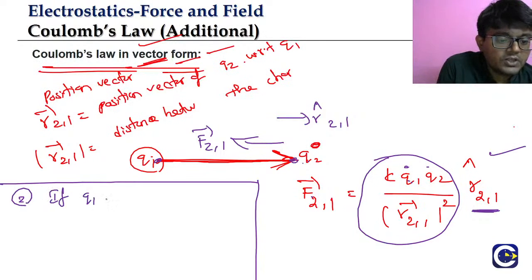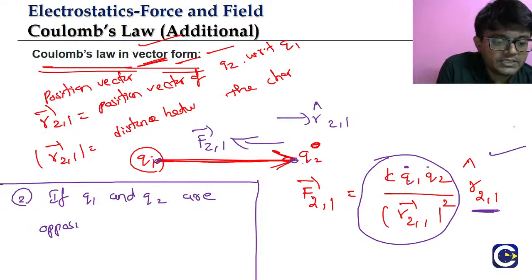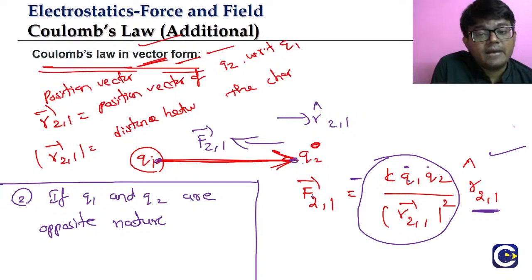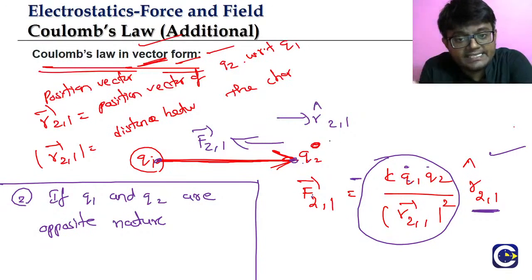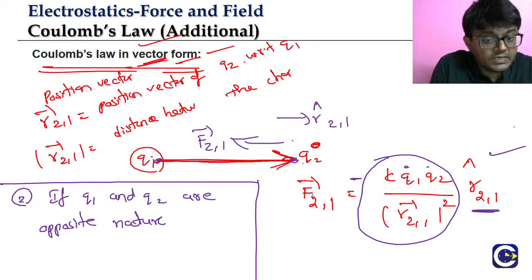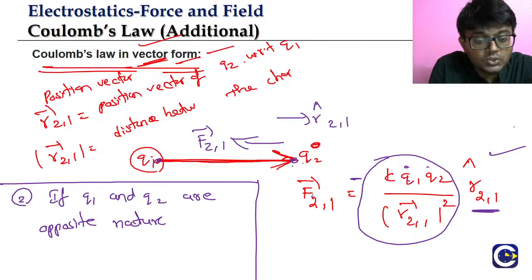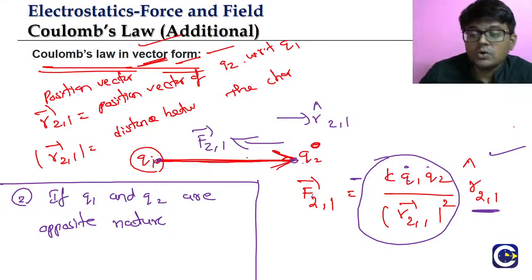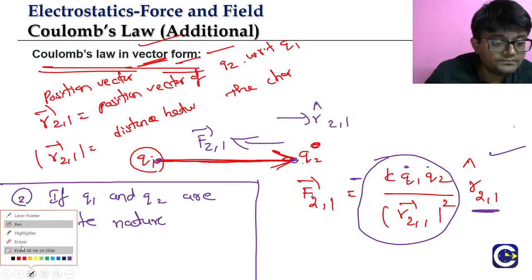If q1 and q2 are of opposite nature, plus and minus, multiplying gives overall what? Minus. So the force will be in the direction of negative r cap. r cap is towards the right side here, so the force will be in which direction? Towards the left side. That means q2 is going to be attracted by q1. Okay?